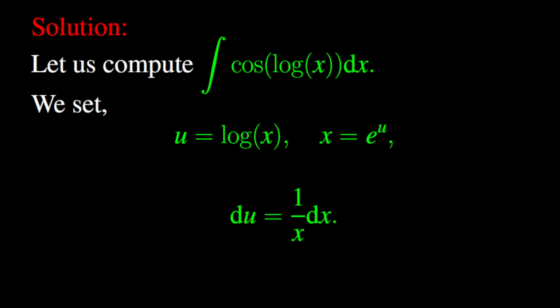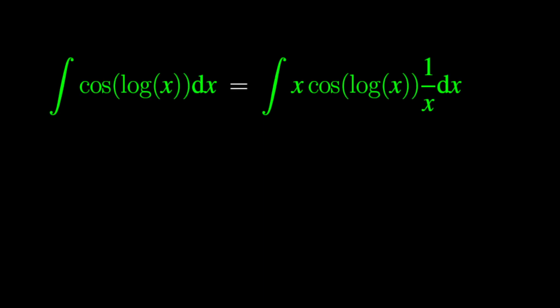We set u equal to log of x, then du equals 1 over x dx, and more importantly we note that x equals exponential of u. The integral of cosine of log of x dx can be expressed as the integral of x times cosine of log of x times 1 over x dx. We can clearly see u and du in the expression of the integral. So, we replace log of x by u and 1 over x dx by du and obtain the new expression of this integral as the integral of x times cosine of u du.